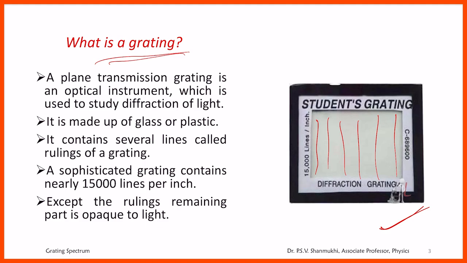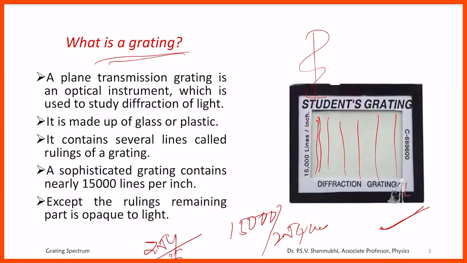Except for the rulings, the remaining part acts as opaque to light. Suppose these lines are acting like the rulings of a grating. When the light is passing through, there are 15,000 lines per inch, that is, 2.54 centimeters. What is the separation of the slits? 2.54 divided by 15,000 centimeter we get. That means nearly the order of 10 power minus 4, so it is near to the wavelength of visible light.